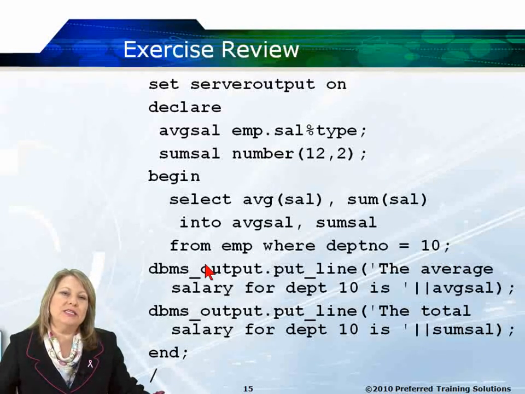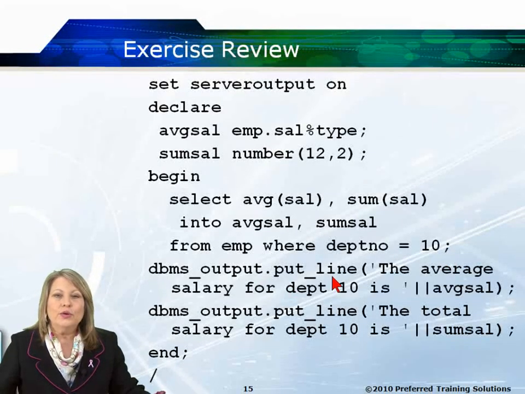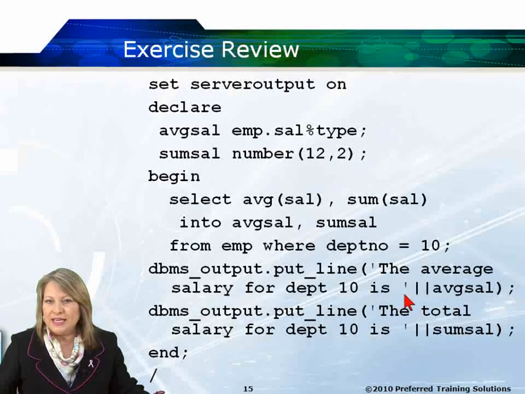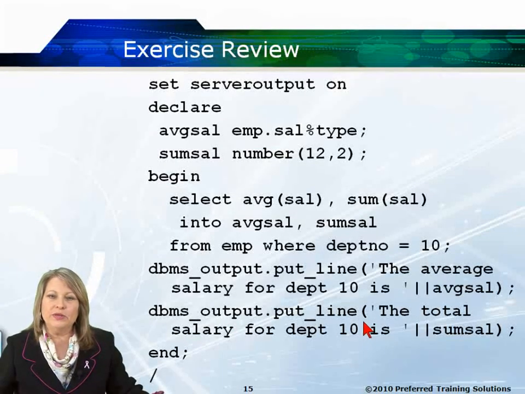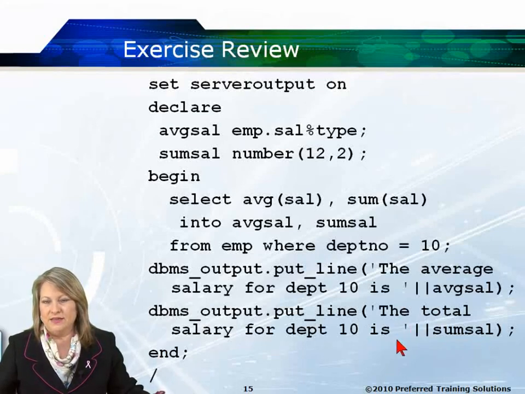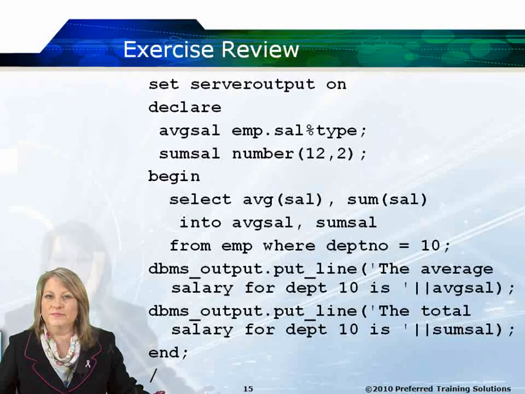And then finally, using DBMS_OUTPUT.PUT_LINE, we print messages. The average salary for Department 10 is, we concatenate that string with the value of our variable, average_sal. And then in another call to DBMS_OUTPUT.PUT_LINE, we send a message that says the total salary for Department 10 is, and we concatenate that string with our variable sum_sal. Finally, we end the block, and then we use this slash here to actually execute the block.